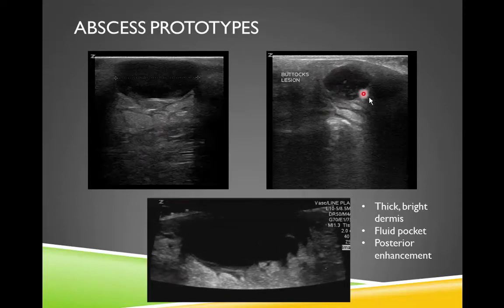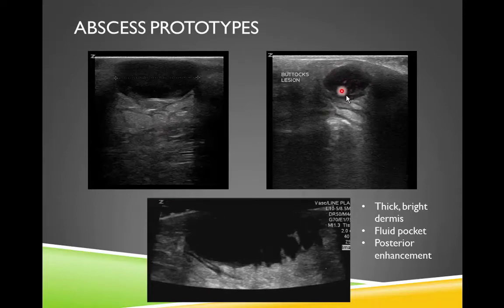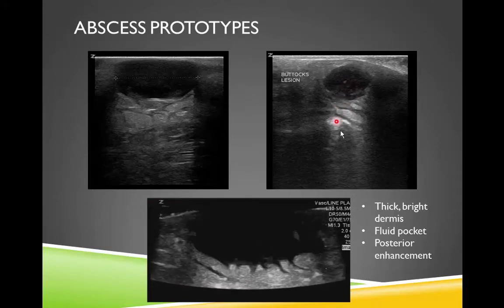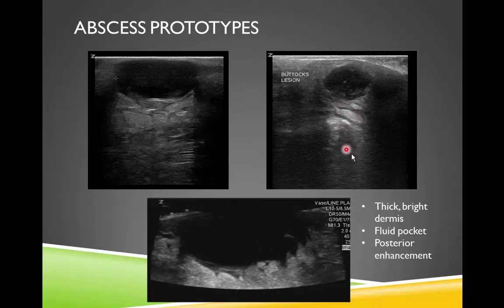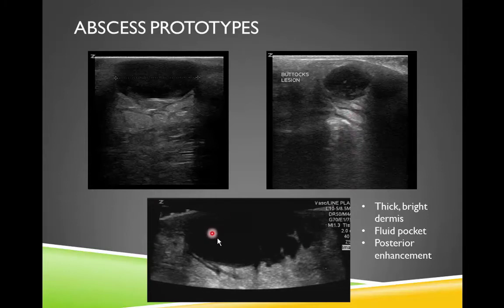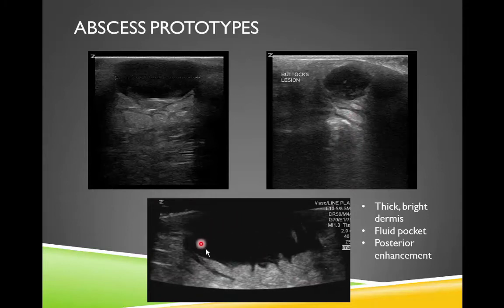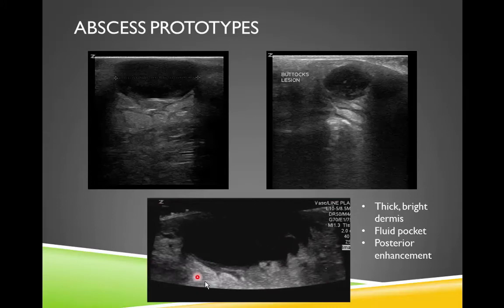So again, here we see this fluid collection. There's a little bit of echoes in here, probably from some dead white blood cells and protein, and then more bright white behind, this posterior acoustic enhancement. Here's another one. Again, this is what I would consider an abscess prototype. Bright white behind, black fluid collection.